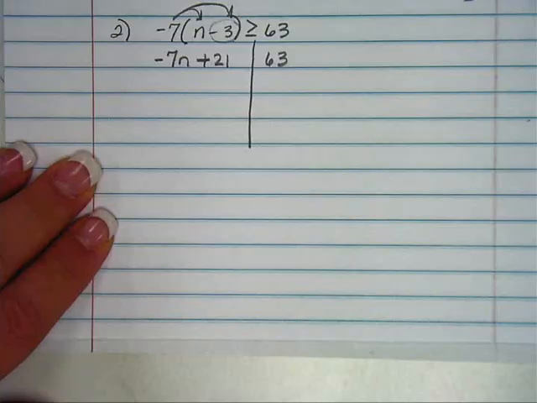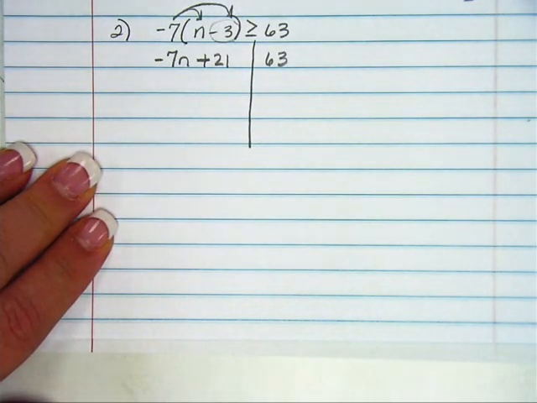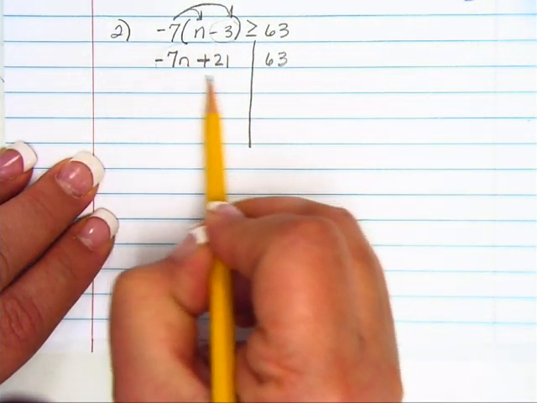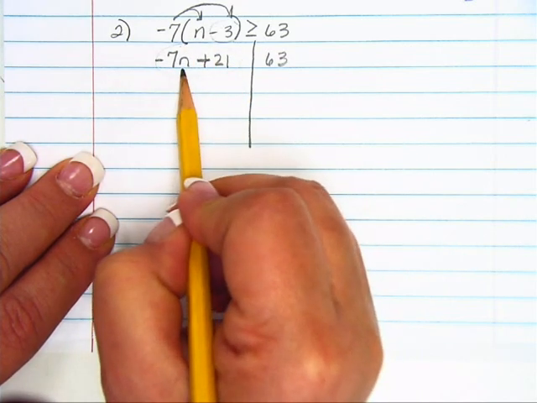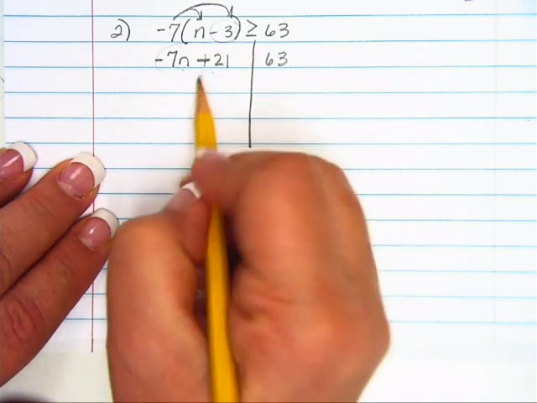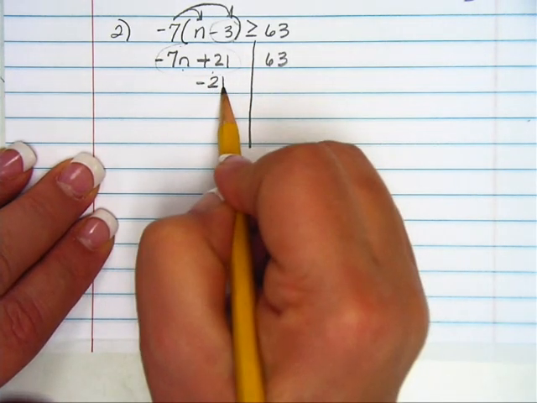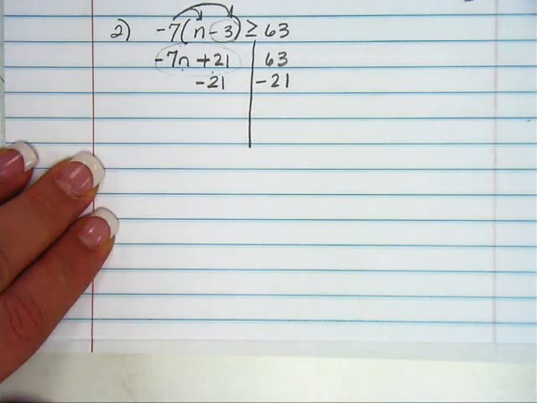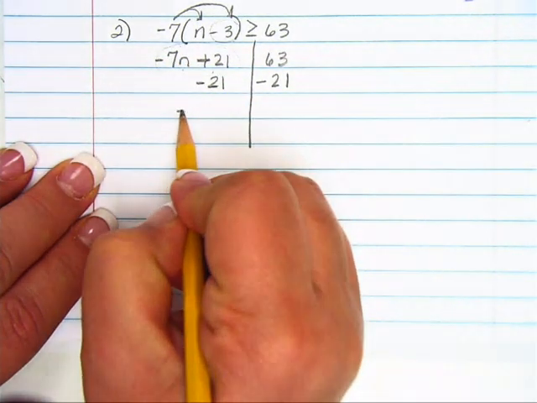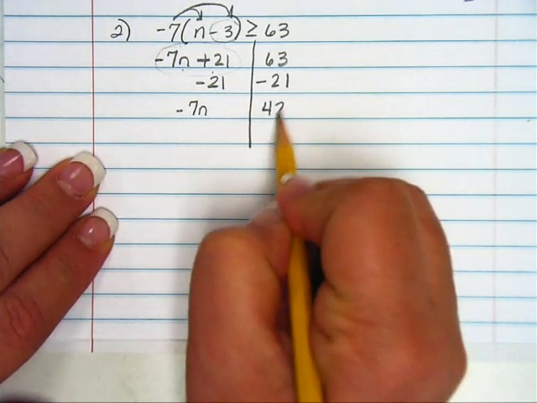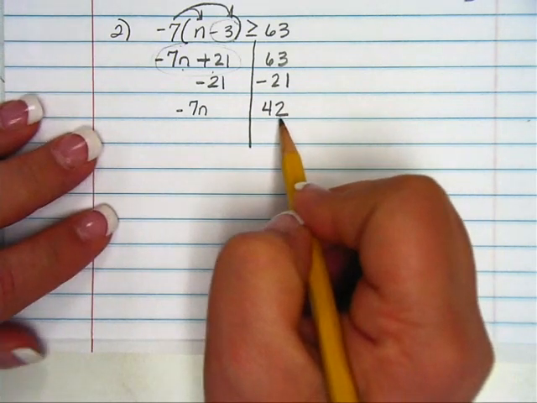Now I just have a two-step situation. We'll call this part a two-step inequality. The first thing I have to do, always working on the side that has the variable, trying to isolate it, is get rid of this 21. So I'm going to subtract 21 from this side, and whatever I do to one side, I have to do to the other. So I'm going to subtract 21 from the other side as well. What that leaves me is my negative 7n on the left and a positive 42 on the right.